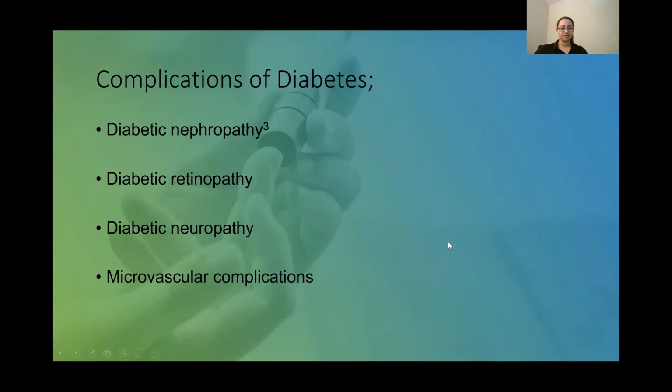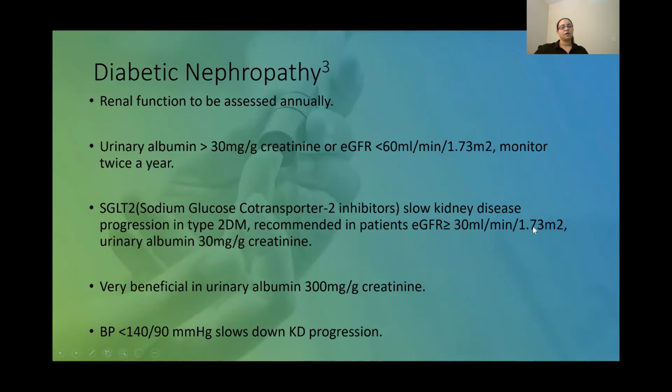Complications of diabetes include diabetic nephropathy, diabetic retinopathy, diabetic neuropathy, and microvascular complications. Renal function should be assessed annually in type 2 diabetics. Patients with urinary albumin of more than 30 milligram per gram of creatinine or a GFR of less than 60 mL should be monitored for kidney function twice a year.